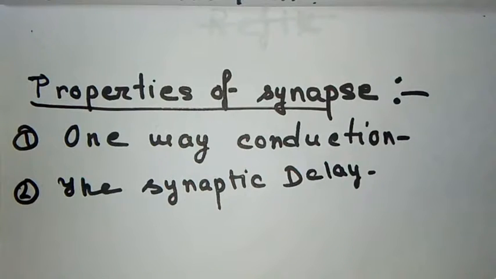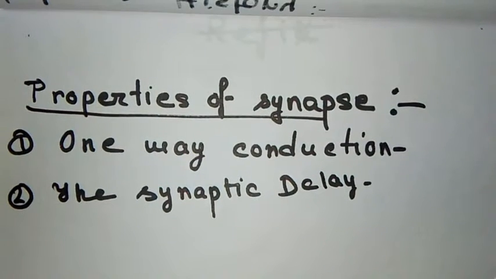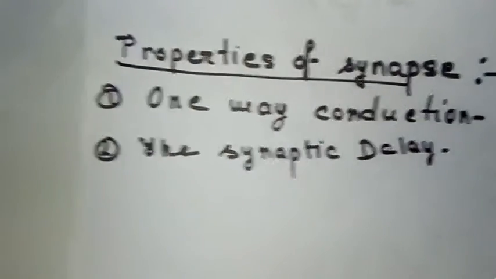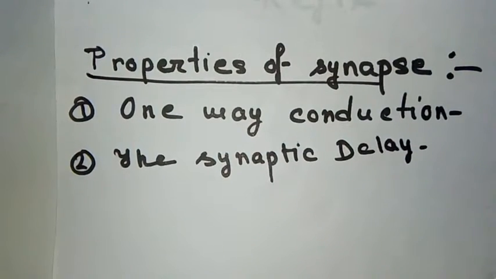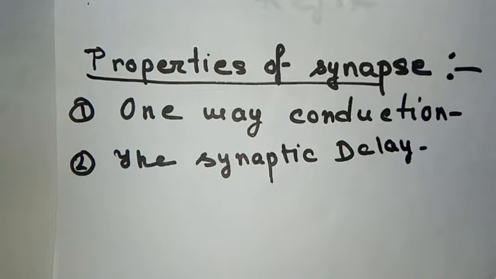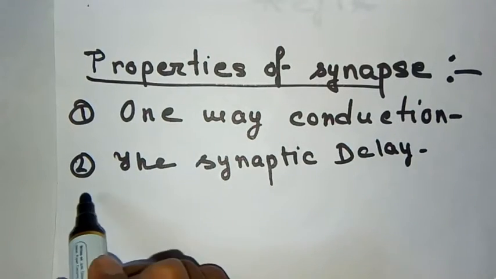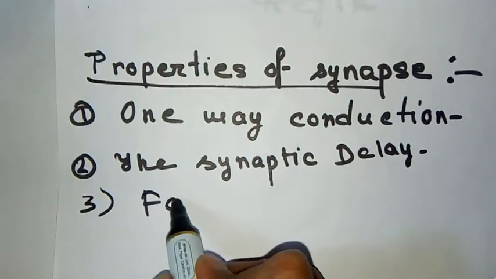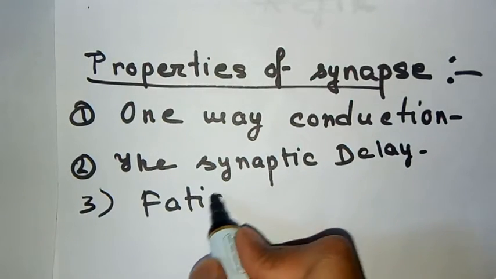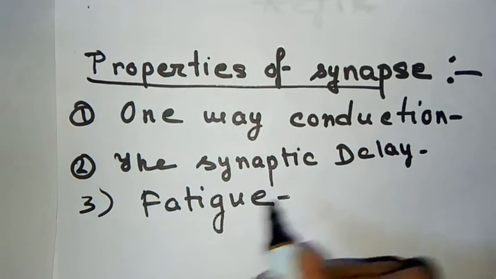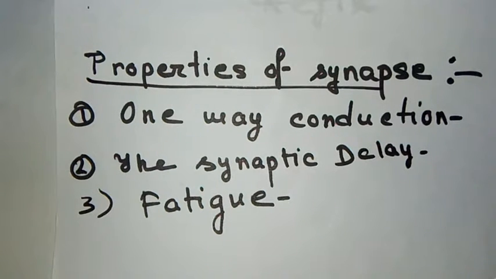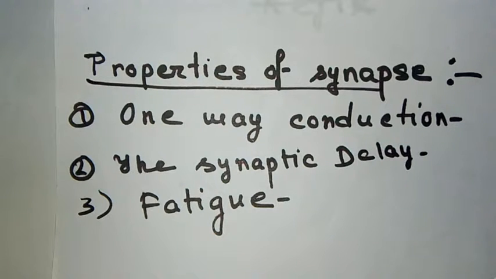Number three is fatigue. The fatigue at the synapse is due to depletion of neurotransmitter substance like acetylcholine. So that is the third characteristic.